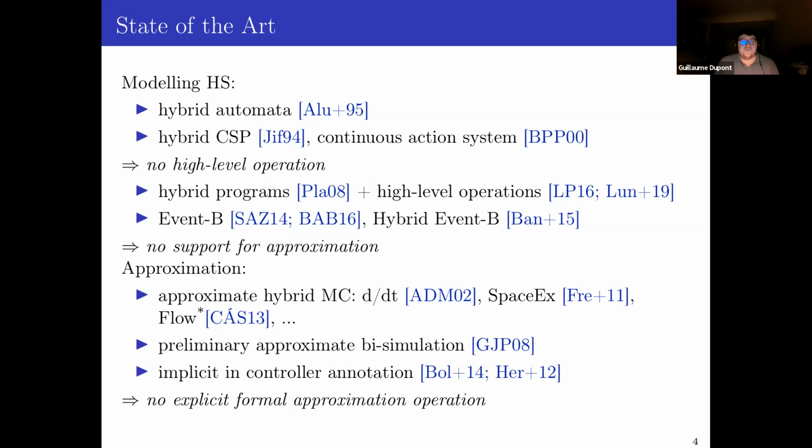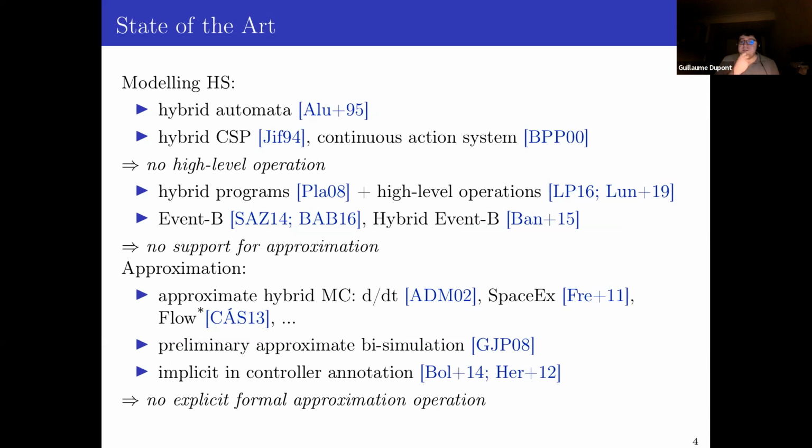There are also hybrid programs, which have benefited from the work of Simon Lunel and Sarah Loos, with high-level operations for some kind of refinement, but this kind of refinement is on the proof side, not on the model side. So it's quite different. And also there exists work on continuous and hybrid systems in Event-B, and also hybrid Event-B. But as for now, there is no such work on approximation for these tools.